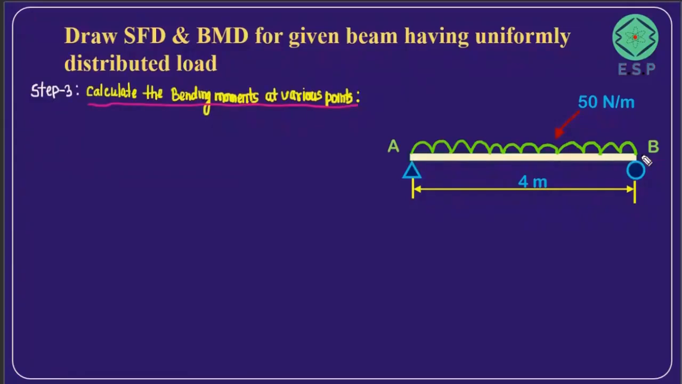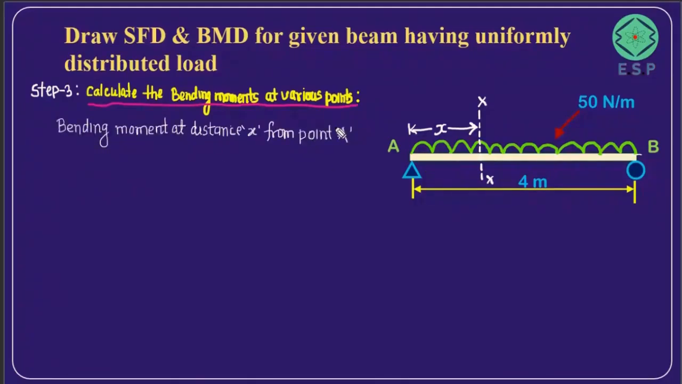Since from point A to B there is only uniformly distributed load acting, we can consider a section, let's say XX, like this, at distance x from point A. So we can find out the bending moment at this particular section, and as we move the section from point A to B, we can find the variation of bending moments along the length of the beam at various points. So first we'll calculate the bending moment at this particular section XX. The bending moment at distance x from point A is given as bending moment at x.